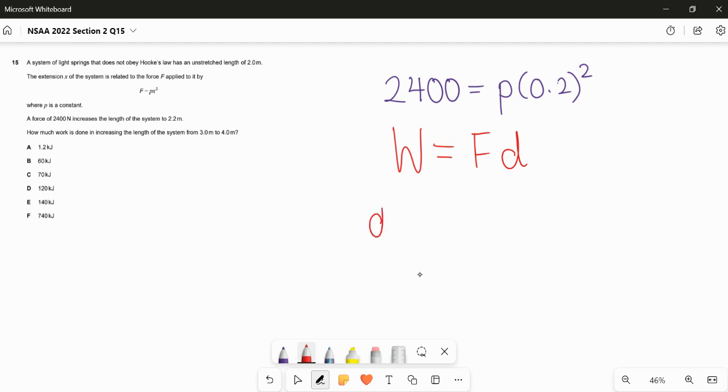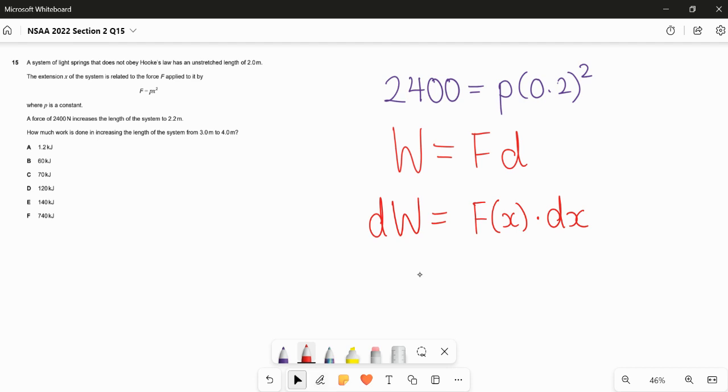Well, the little bit of work done in a small change in extension would be the force at that extension, x, times the little change in extension, dx. Because the force keeps changing, if we break this down into finer and finer slices, we could approximately get the work done is equal to this. And then the smaller we make that interval, the more accurate this becomes.